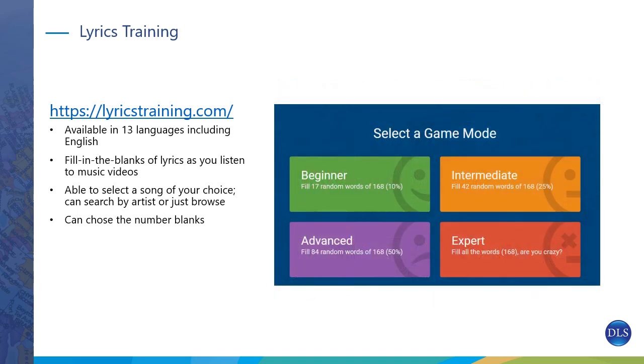Once you've picked a song, then you select a game mode. You can choose between beginner, intermediate, advanced, or expert. However, notice that what you're really choosing here isn't the difficulty of the song, but you're just choosing the number of words that will be left blank. So for example, at beginner, about 10% of the words will be left blank, and at intermediate, about 25% of the words will be left blank.